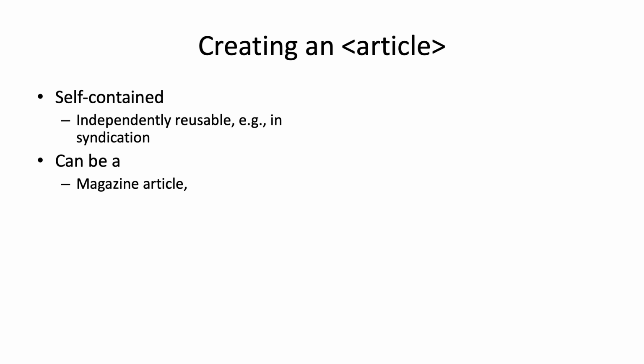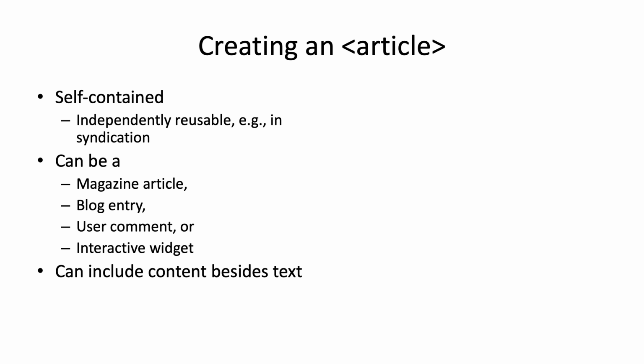So it could be an article for a magazine. For example, the web page or website shows a magazine, and each article within the magazine should be marked with an article element, and it could be a blog entry. So if you have a blog website, each entry can be marked as an article, and so on. And an article can include contents besides text. For example, you can have images, videos, etc.